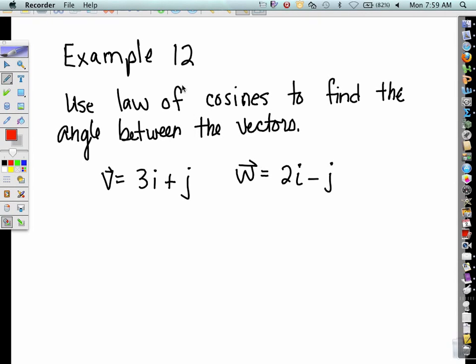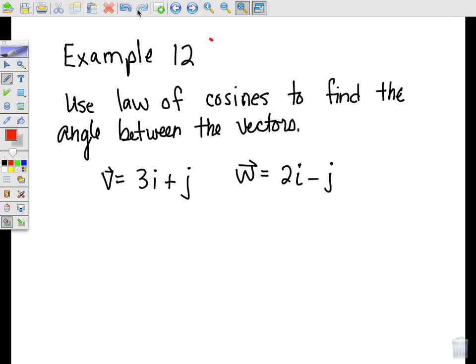All right, this is a continuation of section 6.3, and what we're dealing with there are vectors. We are going to first look at how we can use two vectors to find the angle between them. There is a formula that we are able to use, but at this point in time we're going to use the law of cosines to find it. So here's what we need to do.